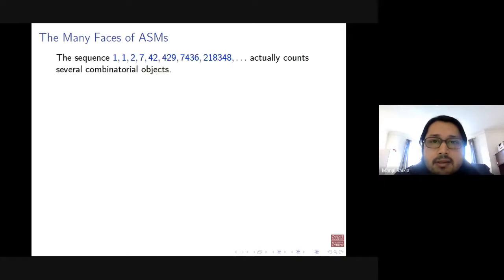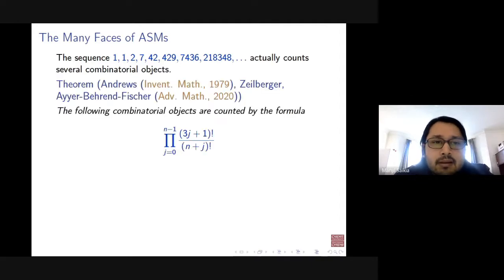Let's look at some other objects which are counted by the same sequence. So this sequence appears in multiple contexts in combinatorics. One of these contexts was the alternating sign matrices, which I explained. But let's look at a few more objects. I think I have 2 or 3 in the slides. So this combines several results. The following combinatorial objects are counted by this formula.